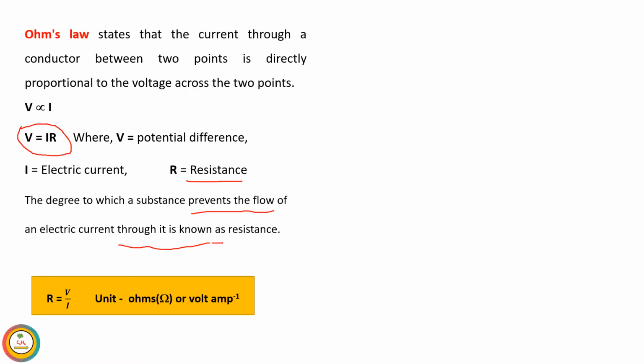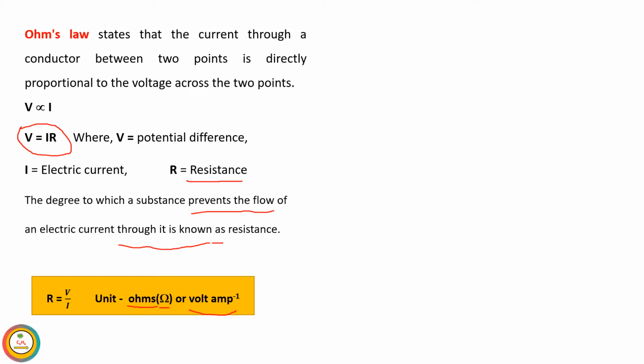The unit of R is ohms. We can also represent resistance with a Greek letter, this symbol, which we pronounce as omega. So the unit of R is ohms, or omega, or volt per ampere. The most popular unit is ohms.